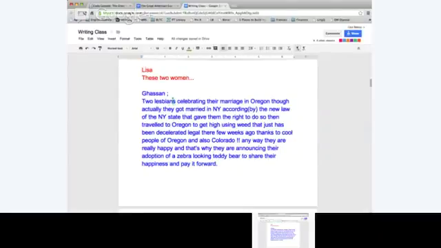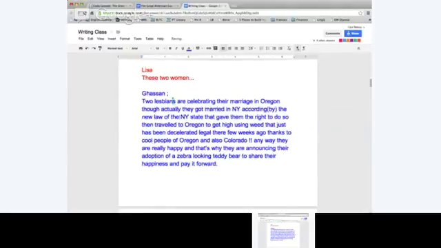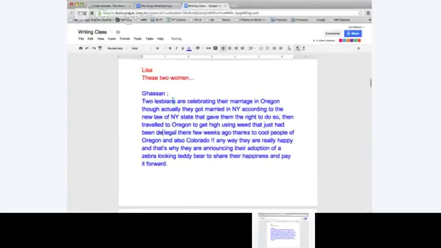Two lesbians are celebrating their marriage in Oregon, though actually they got married in New York, according to the new law of New York State that gave them the right to do so. Then they traveled to Oregon to get high using weed, which had just been declared legal there a few weeks ago. Thanks to the cool people of Oregon and also Colorado.